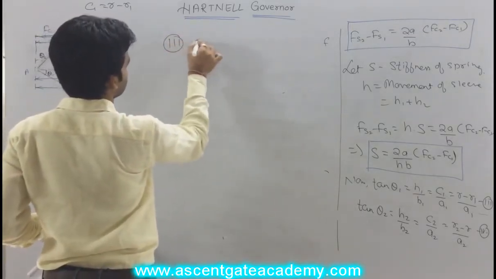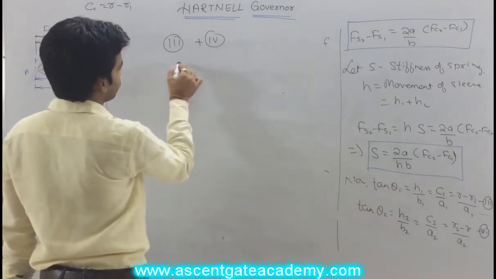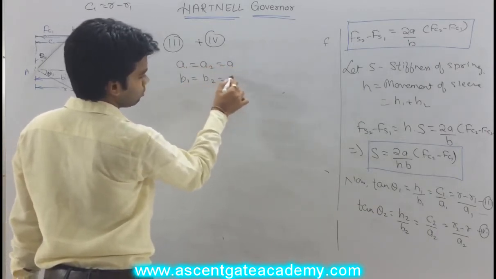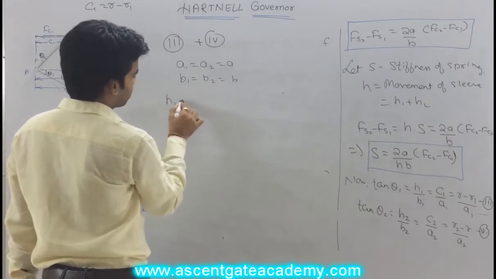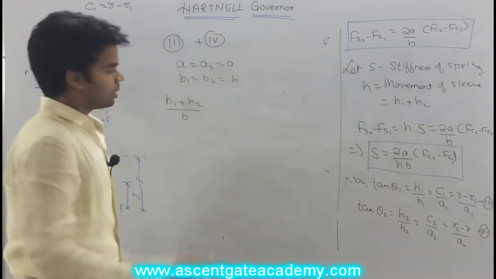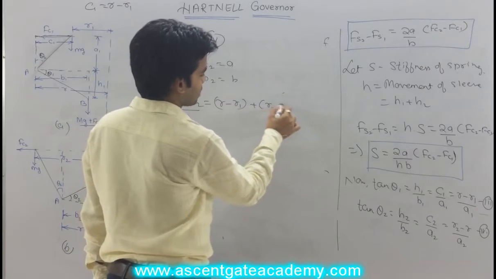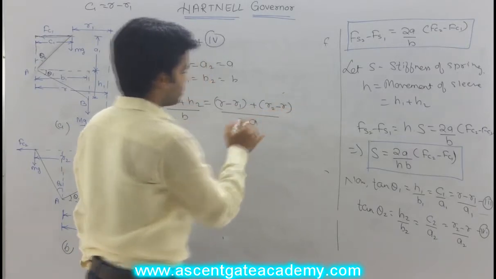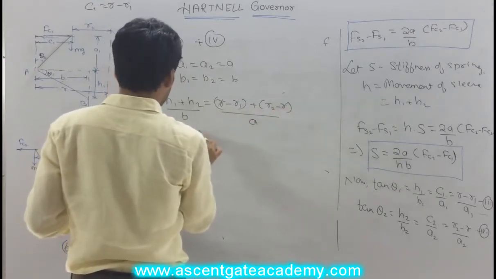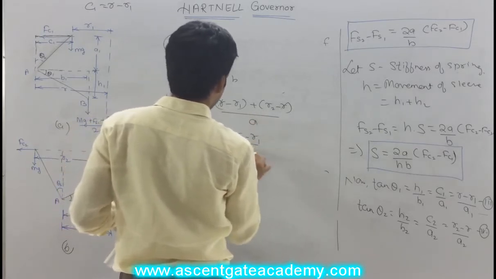Adding equation 3 and 4. Just add these two equations. Also we know that a1 is equal to a2 is equal to a, and b1 is equal to b2 is equal to b. Now add this. So we will get what? h1 plus h2 by b is equal to r minus r1 plus r2 minus r by a. Simple. Okay, so this r will get cancelled out and we will get what? h1 plus h2 by b is equal to r2 minus r1 by a.